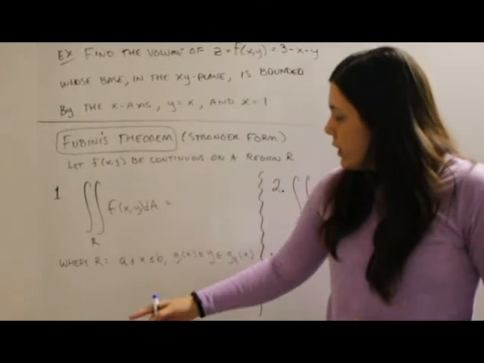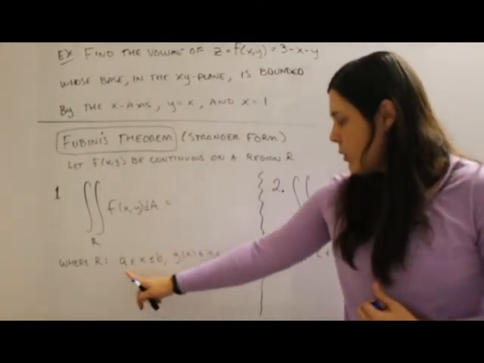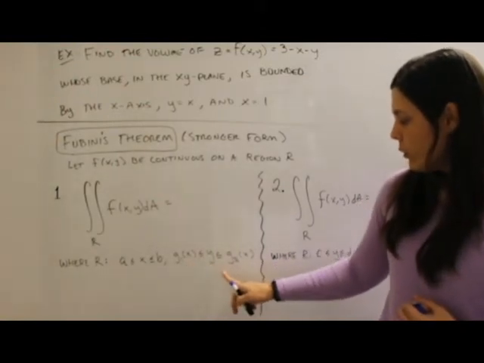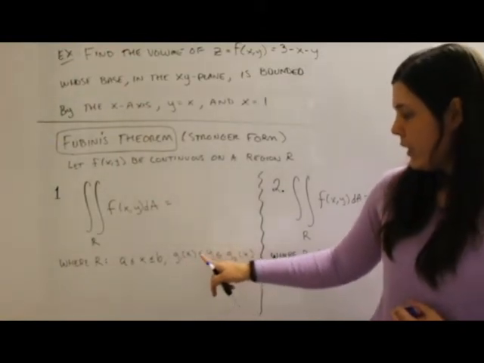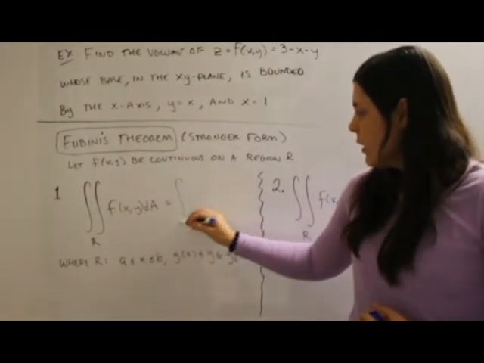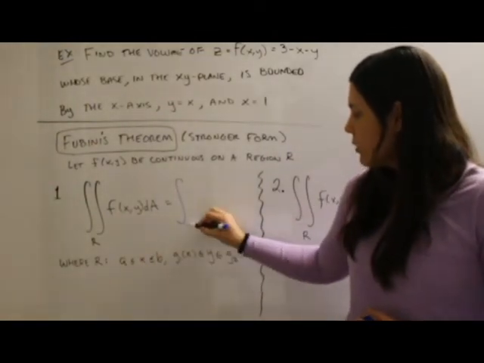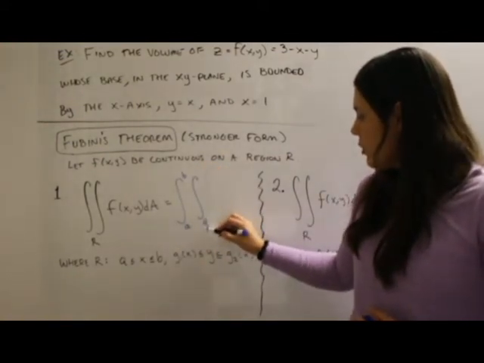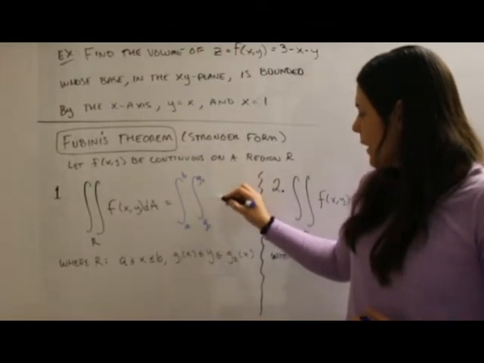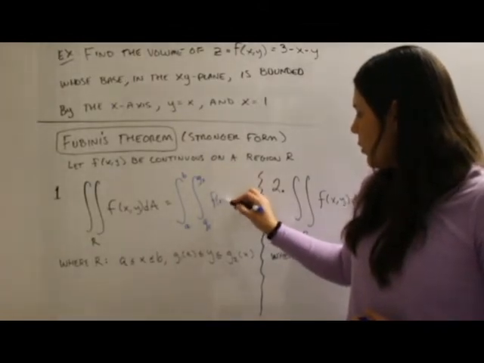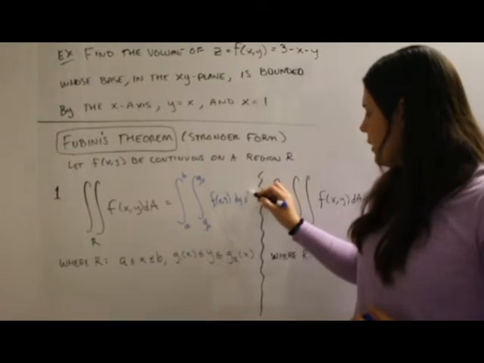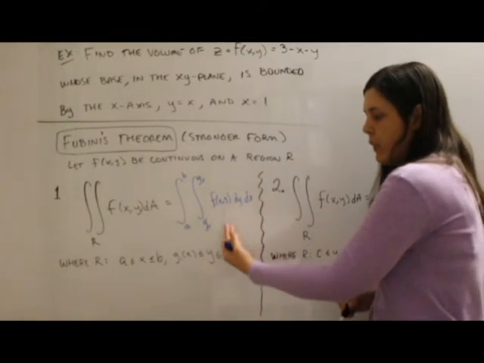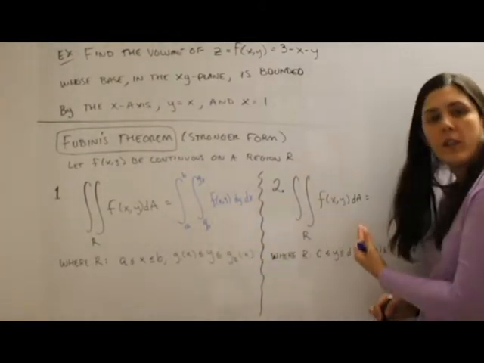So if our region R, x is bounded between a and b, and then y is bounded by functions of x, you're going to integrate with respect to y first, and then x after, in order to be able to plug in these constants. So x is going to go second, y is going to go first, bounded from g1 to g2, and f of xy dy dx. But what this theorem is saying is that even if you integrate this way, you're going to get the same answer as if you were to integrate this way.